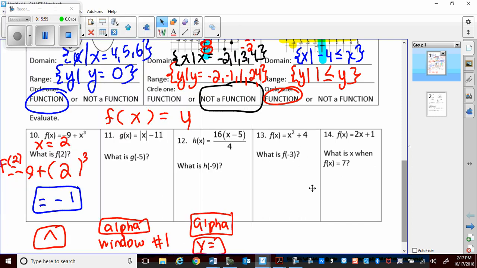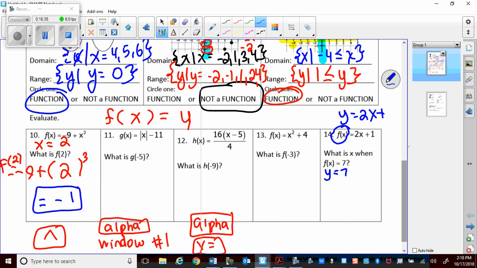You can do 11, 12, and 13 on your own. The number we're going to focus on is number 14. It says, what is x when f of x equals 7? Is this an x value or a y value? Why is it a y value? Where is it located? Outside of the parentheses. She said on the right side of the equal sign. It's not inside of the parentheses. So y equals 7. Where is y? Right there. Rewrite it. Y equals 2x plus 1.